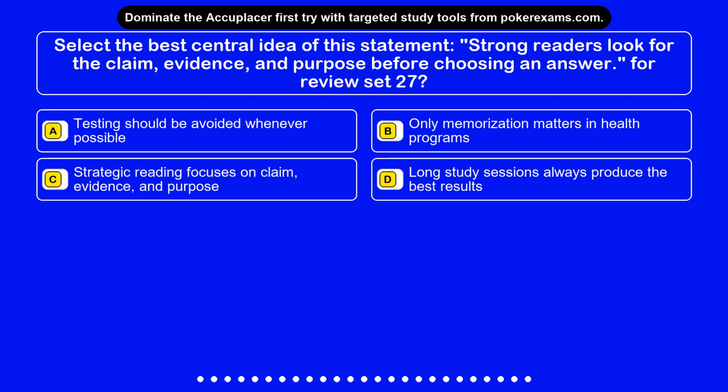Question 13. Select the best central idea of this statement. Strong readers look for the claim, evidence, and purpose before choosing an answer. For review set 27. Option A, testing should be avoided whenever possible. Option B, only memorization matters in health programs. Option C, strategic reading focuses on claim, evidence, and purpose. Option D, long study sessions always produce the best results.